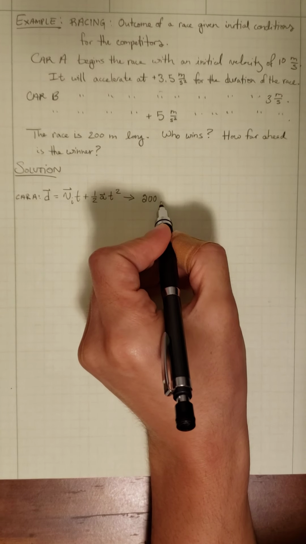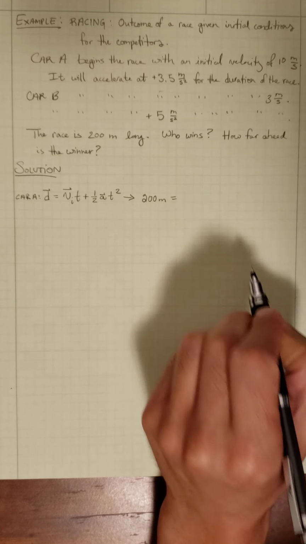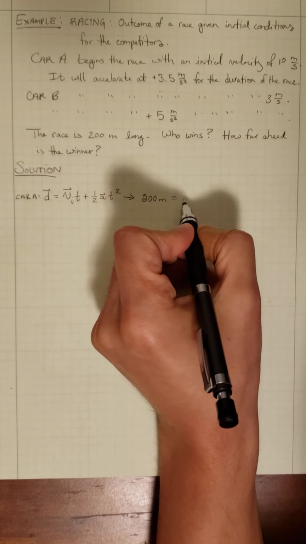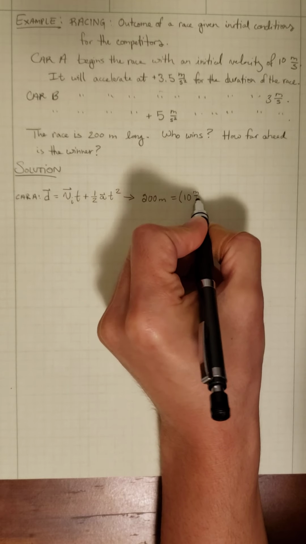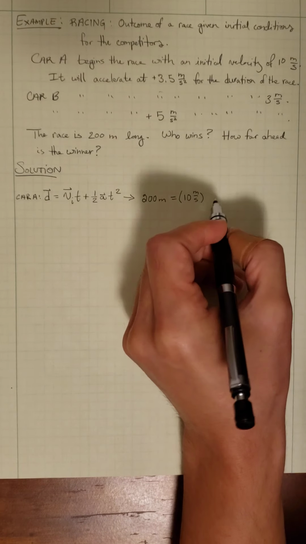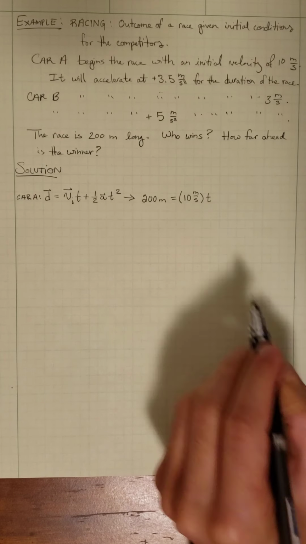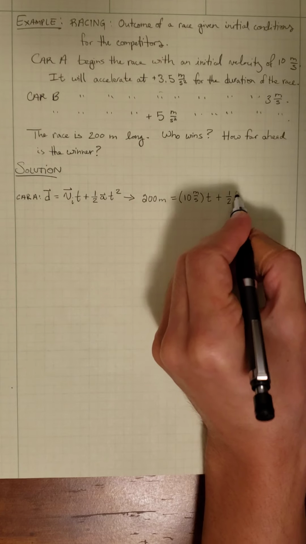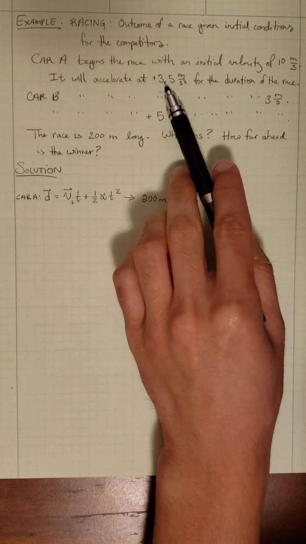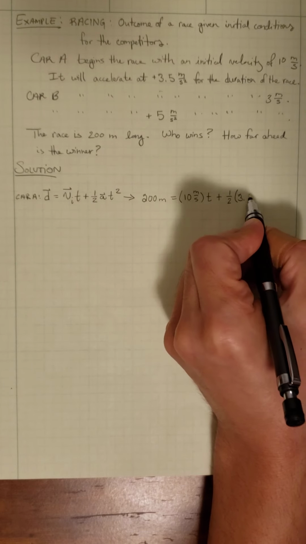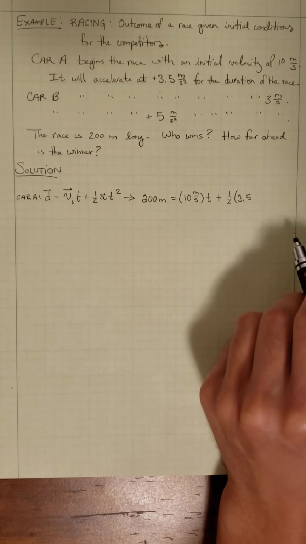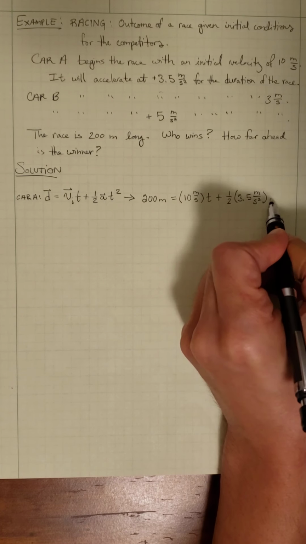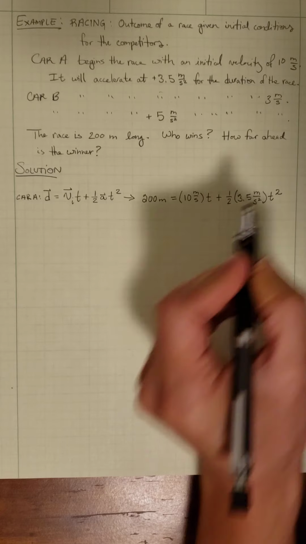200 meters equals, we have the initial velocity for car A is 10 meters per second. I'll put the units so that you can follow along. Times t, we don't know t, plus 1/2 times the acceleration for car A is 3.5, and that comes positive because it's speeding up the whole race. Meters per second squared times t squared.